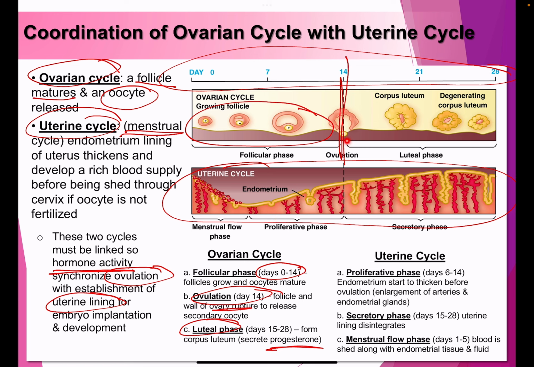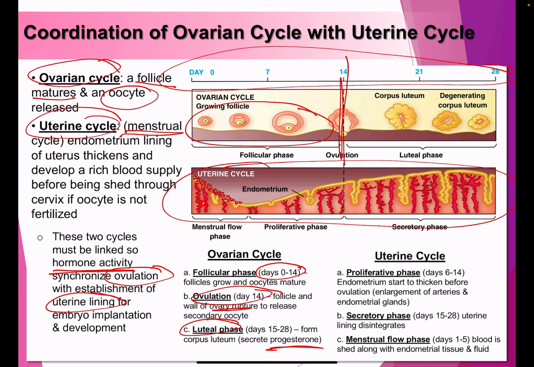Once the egg is ovulated, the uterine cycle should now be in the secretory phase, where it's really releasing all those nutrients within the endometrium lining just in case there's an embryo that needs to implant. So that's why after ovulation, the secretory phase should be there. While it's thick, your luteal phase is what produces the progesterone to keep your endometrium lining thick, keep your uterus in the secretory phase so you don't go into the menstrual phase again.